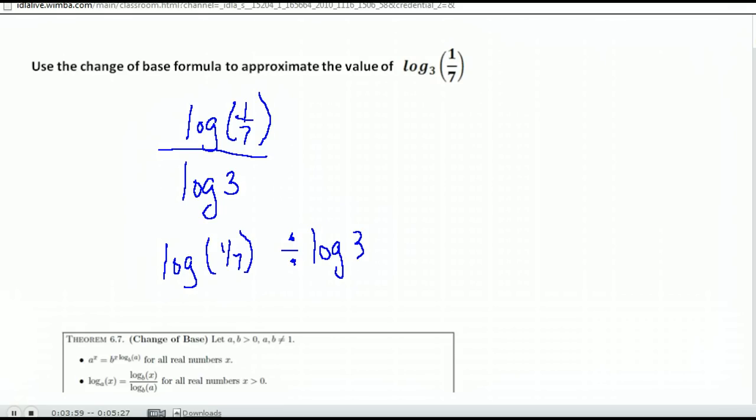Okay, so when you do that, you should be getting negative 1.7712 for your answer there. So again, just double check. Again, anytime you have a fraction, you're going to want to probably put that in parentheses just to make sure your calculator follows the order of operations that you want it to.